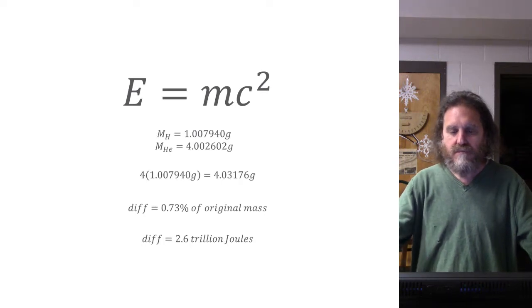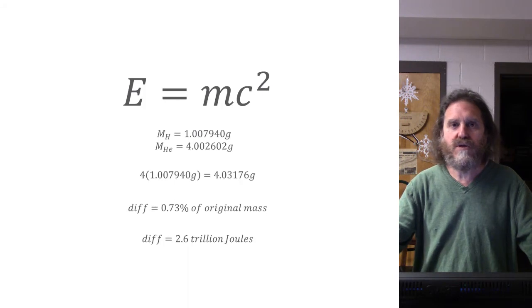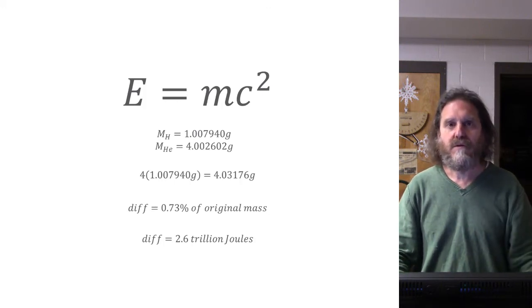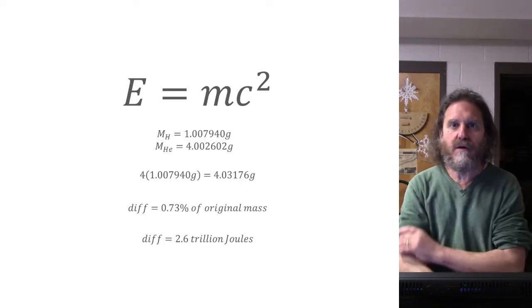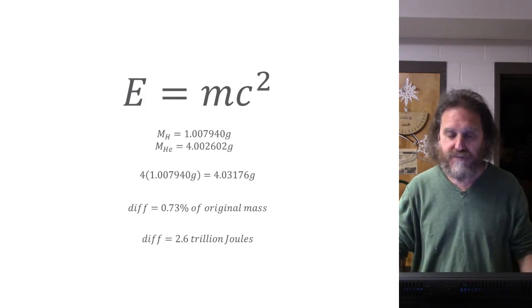And the fact that it's so exothermic, the fact that so much energy is released, this is why the sun has been able to shine so brightly for so long. It's been burning brightly for 4.5 billion years, because the fuel, where its energy comes from, is so stuffed with energy.